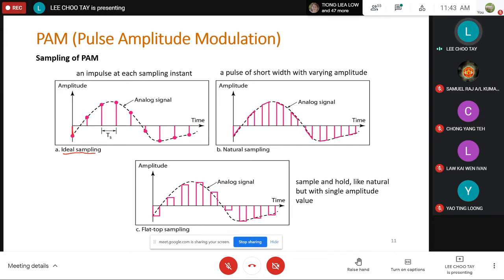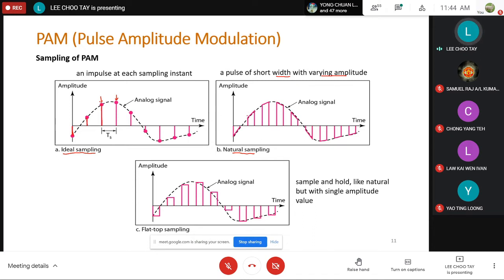These are the impulses. We generate an impulse at every sampling instant like this, and the amplitude of the pulse corresponds to the amplitude of the baseband signal that we are sampling. This is ideal. The second type of sampling technique is called natural sampling. In natural sampling, we produce pulses with a short duration, and the amplitude varies according to the amplitude of the signal that we are sampling.